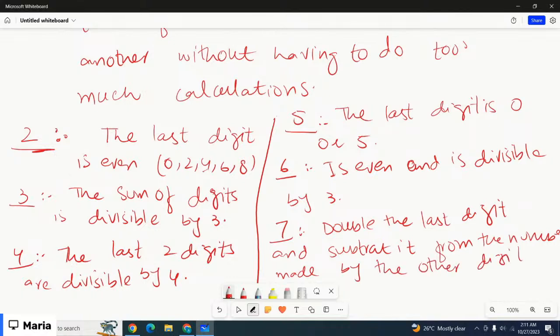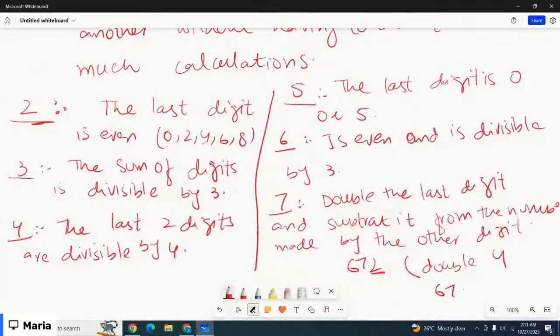For example, you have 672, right? Double the last digit. The last digit is 2, so the double of 2 is 4, right? Now the rest of the digits is 67. So subtract 4 from 67. 67 minus 4 is 63, right? And 63 is divisible by 7. 7 times 9 is 63. That means yes, 672 is divisible by 7. Got it?